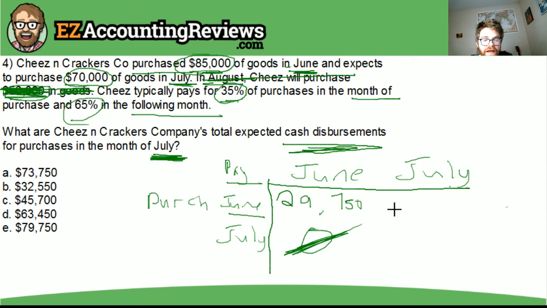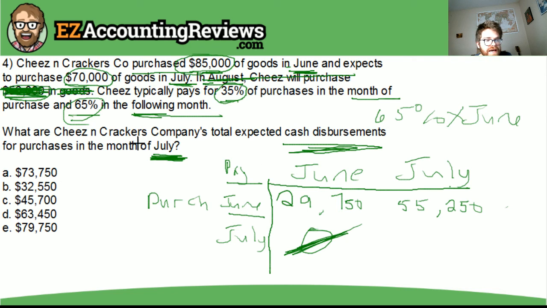Now July, though, the question is how much of June purchases do you pay out in July? Right? Well, we know that if you bought 85 grand of goods in June, you pay out 65% of it in the following month. What month follows June? July. So look for keywords like that, okay? Following, that's important. So we know right now we're going to do 65% of June purchases, which is 65% times 85,000. All right, so 55,250 of June purchases will be paid in July.